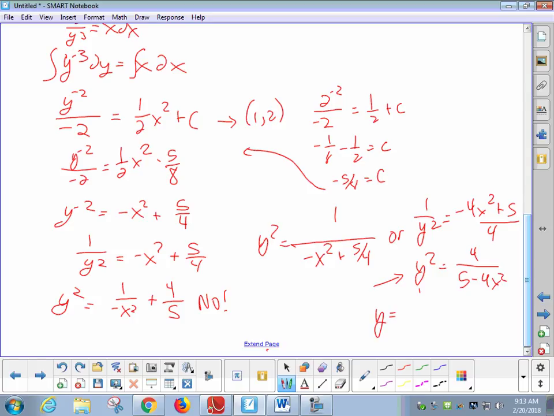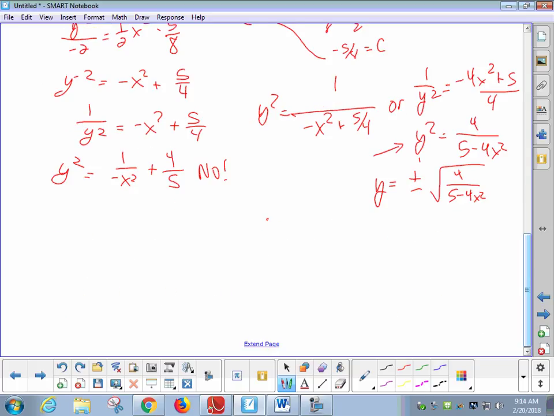Square root. When you square root, it's plus or minus. Is that my answer? Why? It's not an answer. Why not? You're supposed to find y as a single function of x. When x is one thing, y is one thing, not two things. So we need to choose, and we choose based on the initial condition. Which one makes the point?